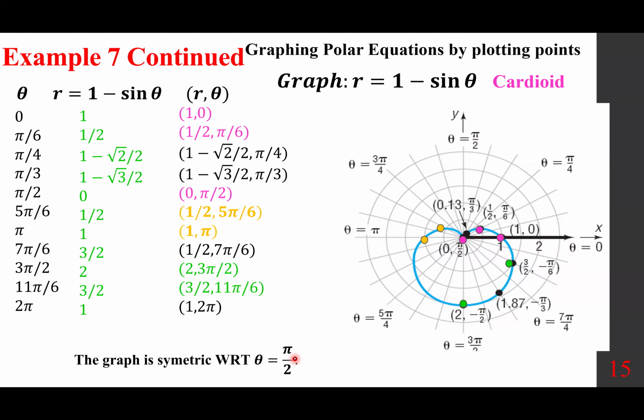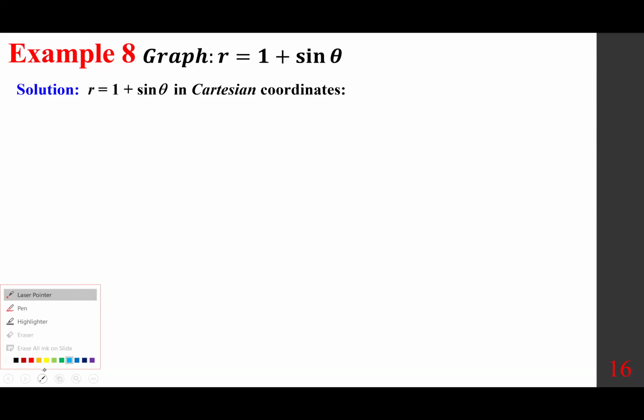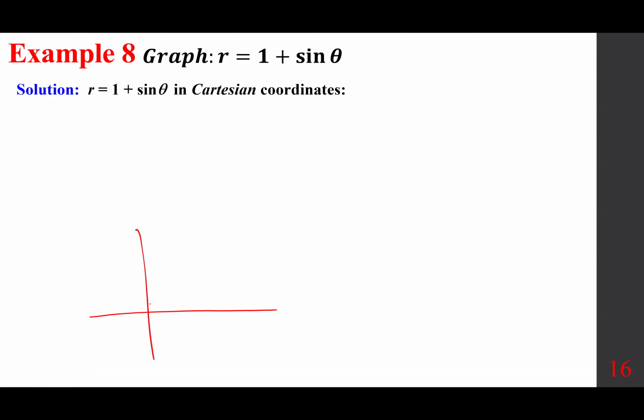Now, for 1 plus sine theta, we can do the same thing and graph it. I want to quickly mention a slightly different method so you're exposed to all of it. So r equals 1 plus sine theta in Cartesian coordinates. Ignore the polar. If you were to graph it, and you all know this is not to scale, this is the graph of y equals sine theta.